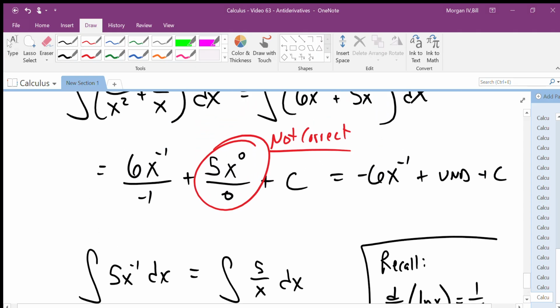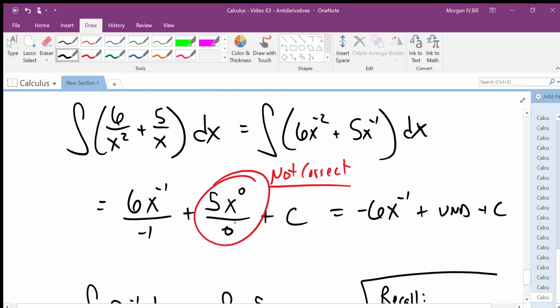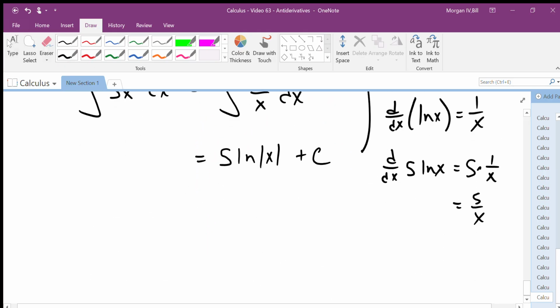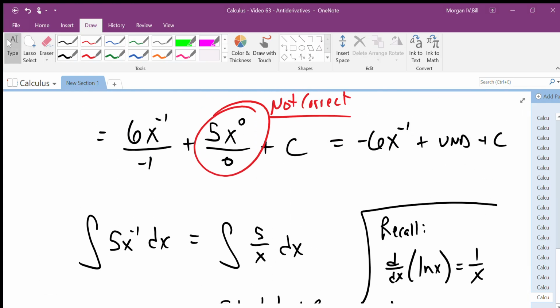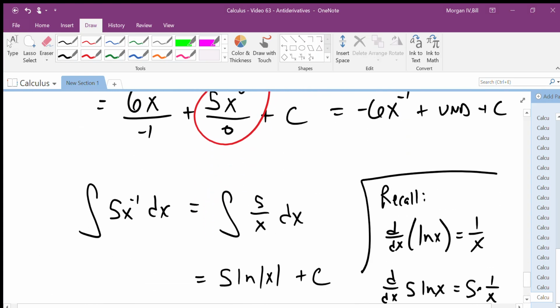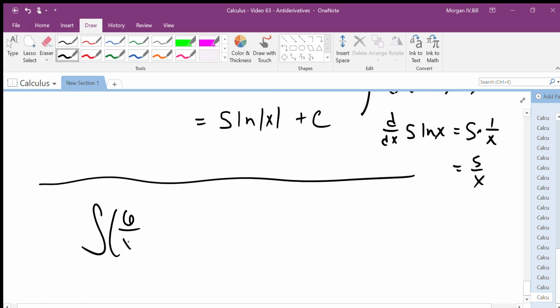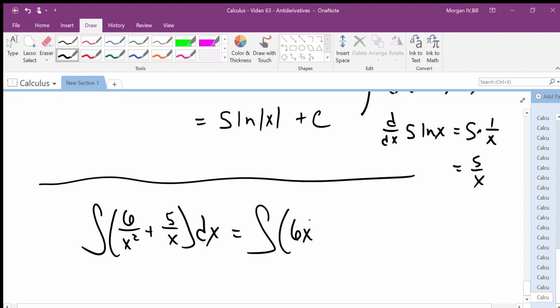And so when we go back to this here, we can't just do the undoing of the power rule. That's not correct. And so we have this. We have the integral of 6 over x squared plus 5 over x dx. We're going to rewrite that as the integral of 6x to the -2 plus, I'm going to leave it as 5 over x because I recognize the antiderivative there more easily as the 5 over x to be the natural log of the absolute value of x.